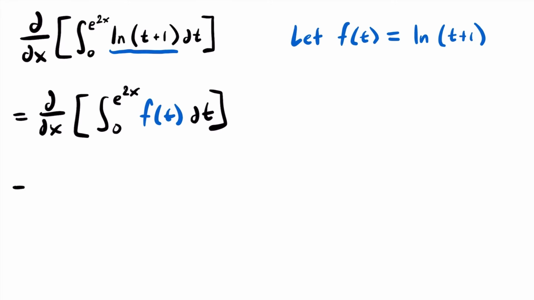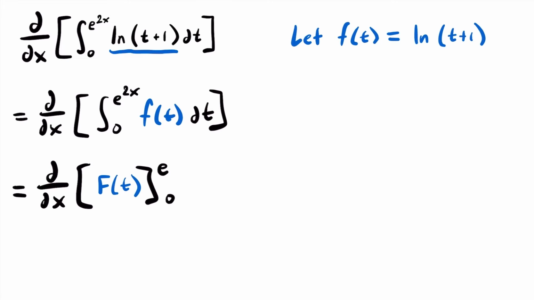So what we'll have here is that this is equal to the derivative with respect to x of the antiderivative capital F of t, that is the integral, or the antiderivative, of f of t, but now it's going to be evaluated from 0 to e to the power of 2x. Now, what we can do is evaluate this antiderivative at e to the power of 2x and subtract the evaluation at 0. That's using the first part of the fundamental theorem of calculus, which, if you boil it down, just tells you how to evaluate a definite integral, which is what we are doing right now.